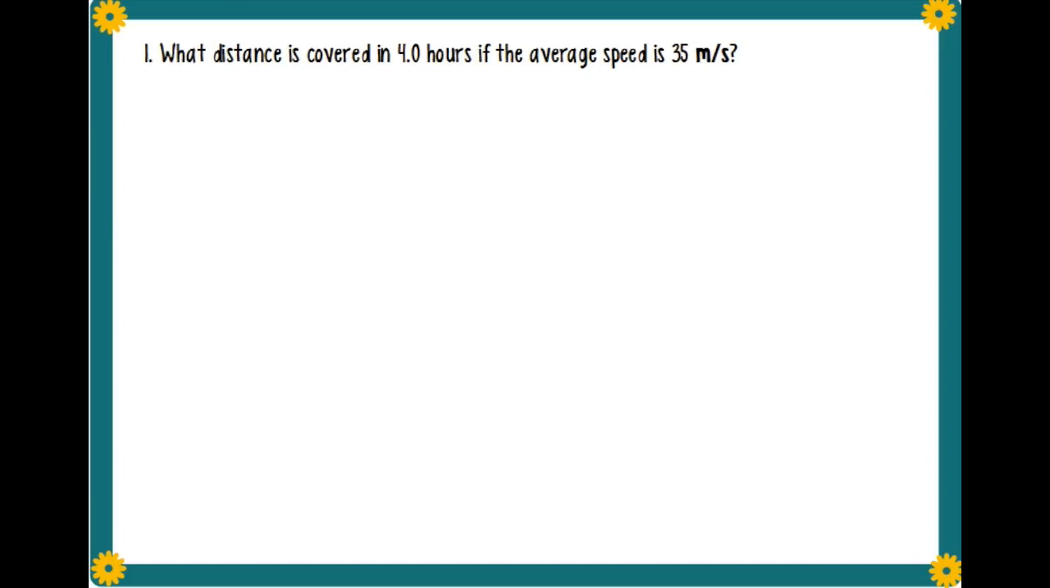What is the distance covered in 4 hours if the average speed is 35 meters per second? Well, that's straightforward. That's just one equation. The only thing I have to watch here is my units. This is meters per second, so that means my distance has to be in meters, my time has to be in seconds. So, when this is hours, I know I have to change that. So I'll do my factor label to change hours into seconds.